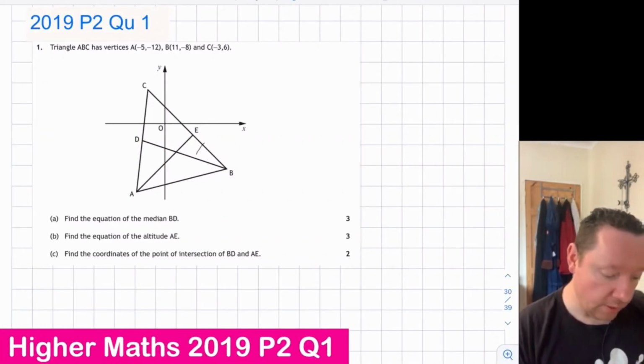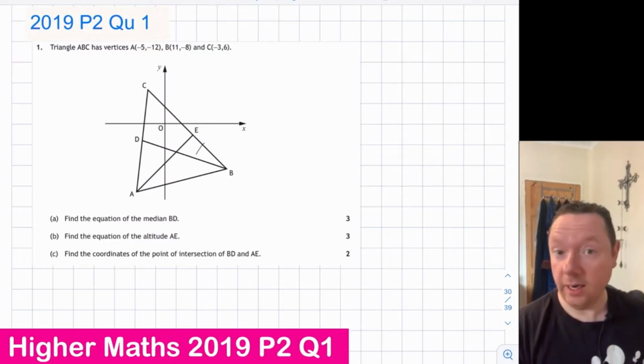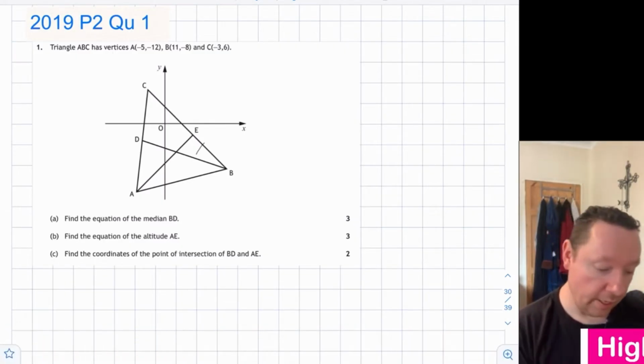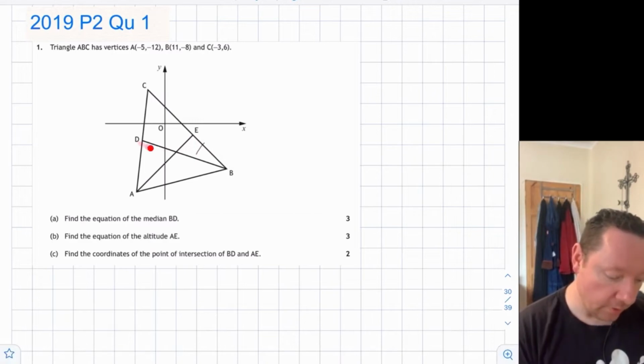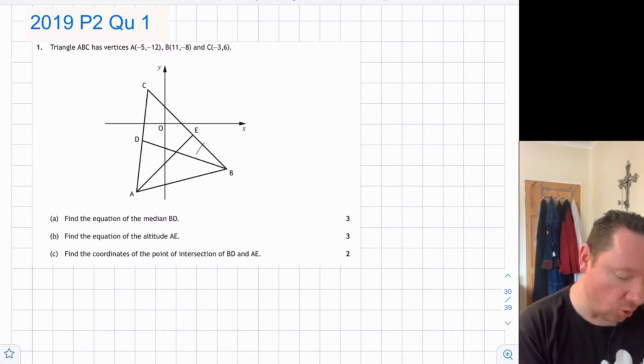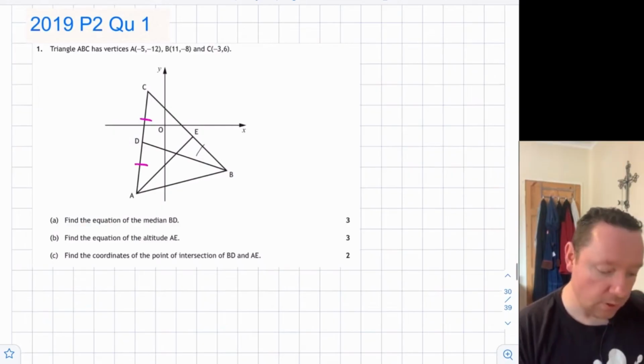2019, paper 2, question 1. Triangle ABC has these vertices. It has a lot of lines drawn on it, but it's just trying to show us what the lines are. So it says, find the equation of a median BD. So we're saying that this is cutting the opposite line in half, so we could show that on our diagram just to help us. Then it says find the equation of the altitude AE, so there's your right angle there.